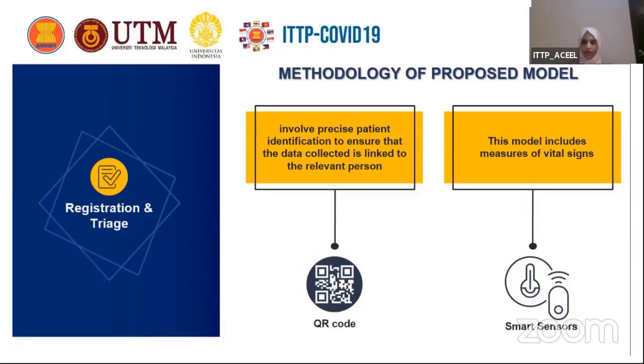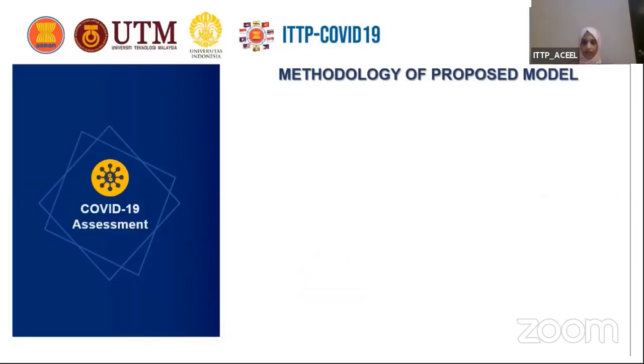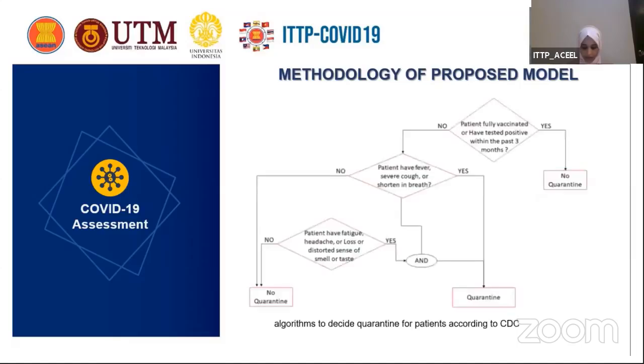The second aspect is the COVID-19 assessment. According to WHO, each patient entering the hospital or the emergency department must undergo a COVID-19 assessment in order to segregate between patients most likely to have COVID-19 and non-COVID-19 patients. The algorithm to decide which patients need to be quarantined and which do not was given by the CDC.